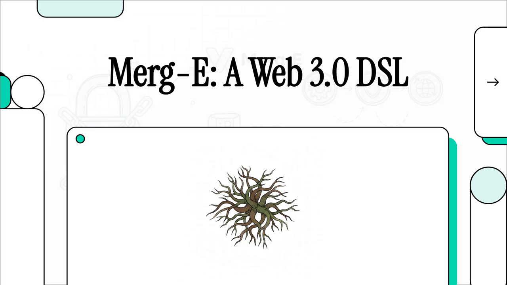All right, today we're talking about Merg-E, a domain-specific language for the Web 3.0 world that's built on a pretty radical idea. What if you just threw away general-purpose features in exchange for extreme provable security? We're going to look at how it fits into a stack that's using both classical and quantum-resistant crypto, which makes it a really fascinating case study in high-stakes, minimalist language design.